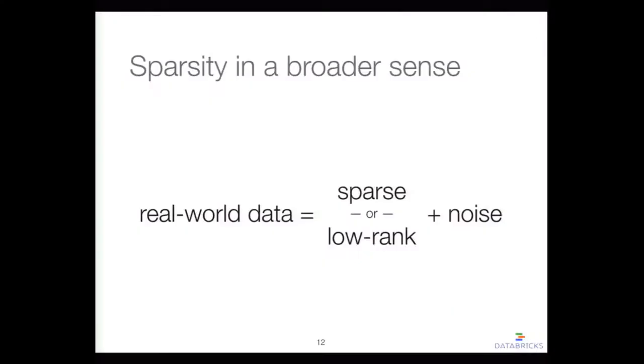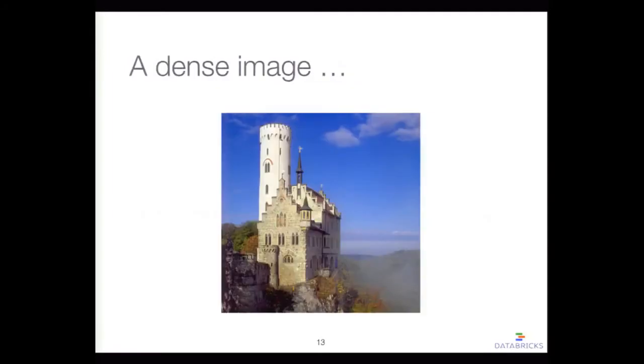I also want to view sparsity in a broader sense. Basically, I want to view a real-world data set as either sparse or low rank, plus noise. Maybe you think, I have a really dense data set. It's all images. A dense image has an array of pixels, and each pixel has 3 colors, each with a value between 0 and 255. So this image looks very dense.